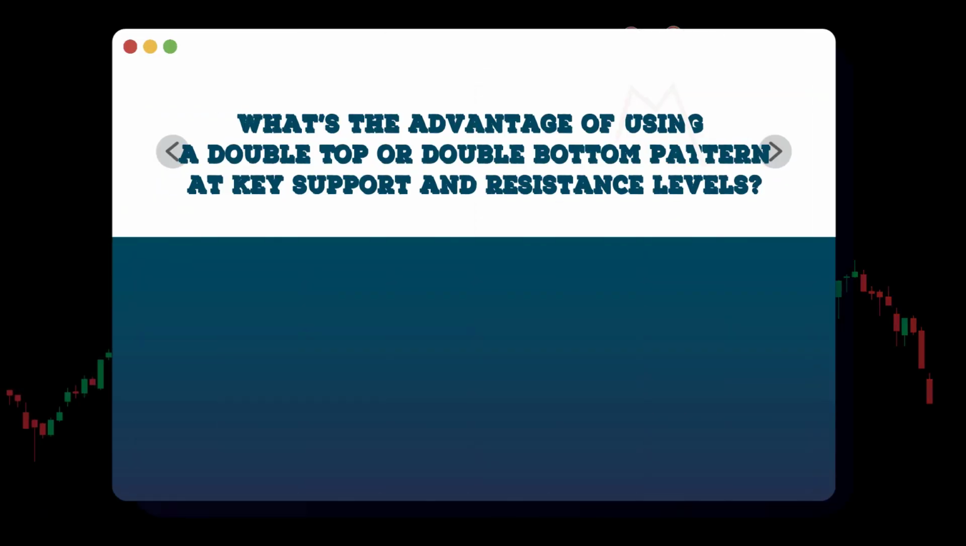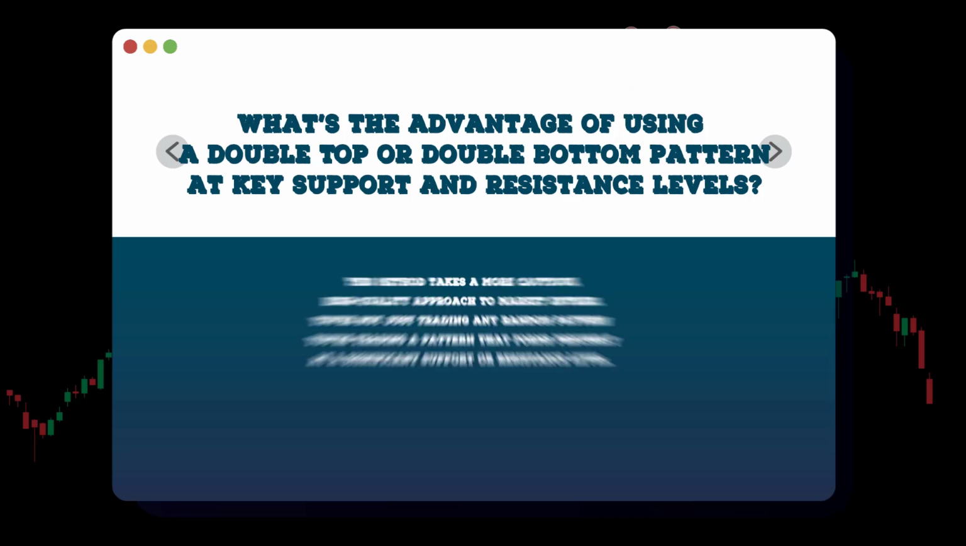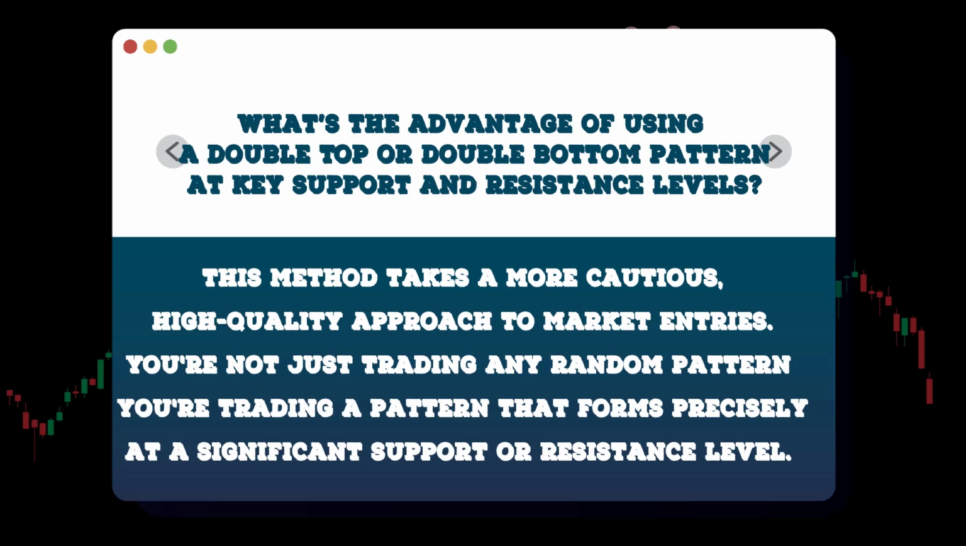So, what's the advantage of using a double top or double bottom pattern at key support and resistance levels? This method takes a more cautious, high-quality approach to market entries. You're not just trading any random pattern. You're trading a pattern that forms precisely at a significant support or resistance level. This adds extra weight to your trade setup and improves your chances of success.